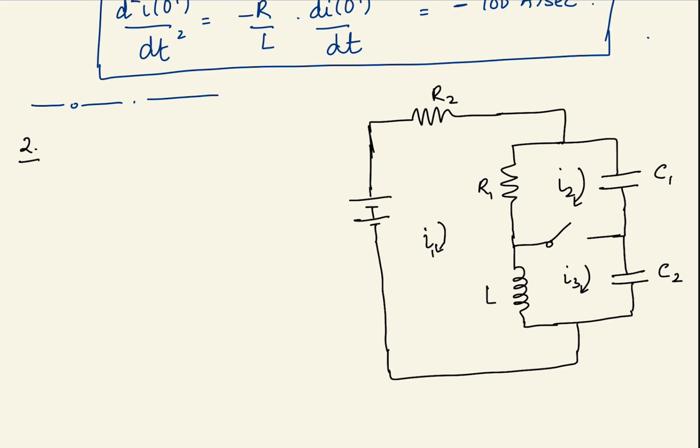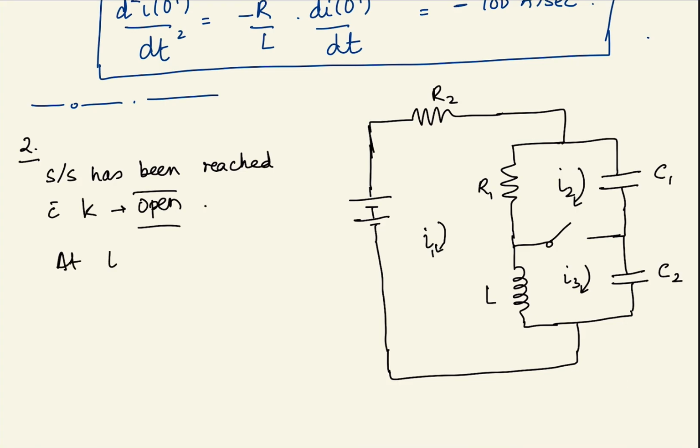So it's given that steady state has been reached with K open. The switch K is open and steady state has been reached. Okay. At t equal to 0, K is closed. So the switch K is closed. Okay, so this is closed like this at t equal to 0.